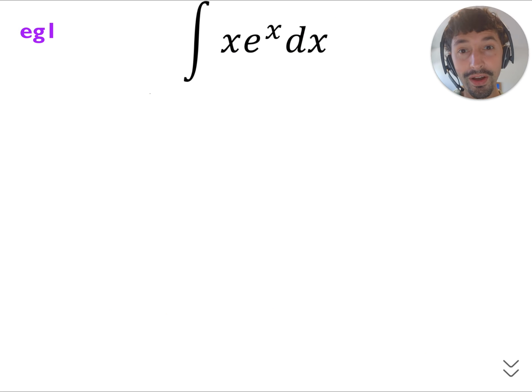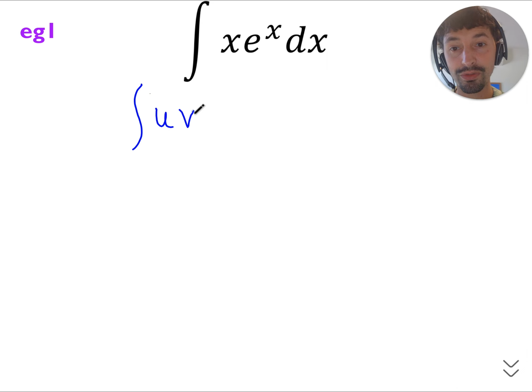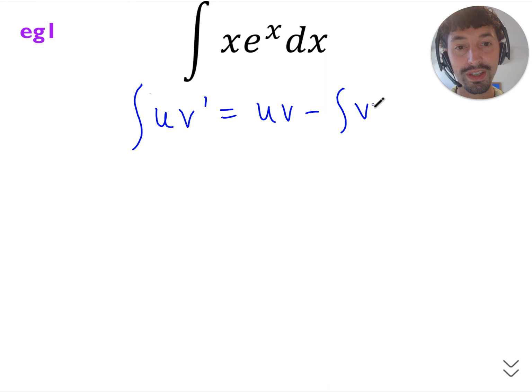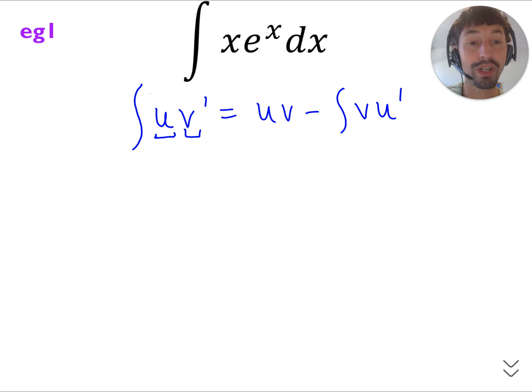Okay, so let's apply our integration by parts technique to this example here. So this is a nice first example. We've got some nice simple functions. So what we're going to do is firstly just remind ourselves of the formula. So it tells us that the integral of uv dash is equal to uv minus the integral of vu dash. Now if you look at this function we're integrating, we've got x multiplied by e to the power of x. So we're going to assign one of them to be our u and one of them to be our v. Which one is the question?